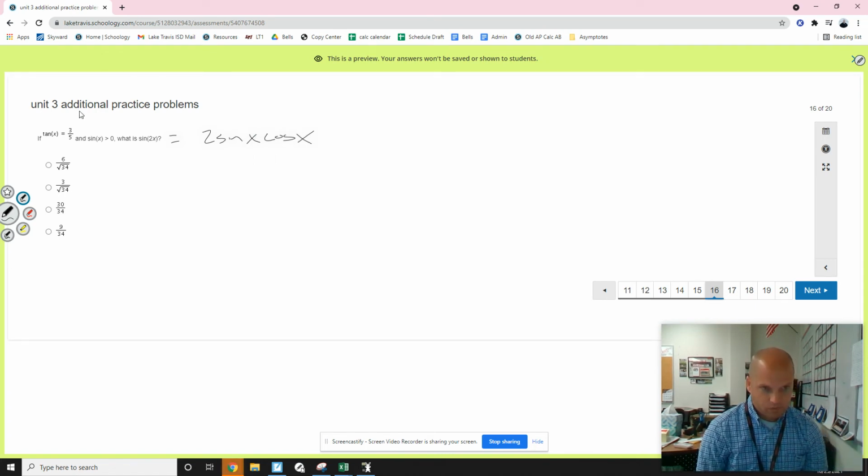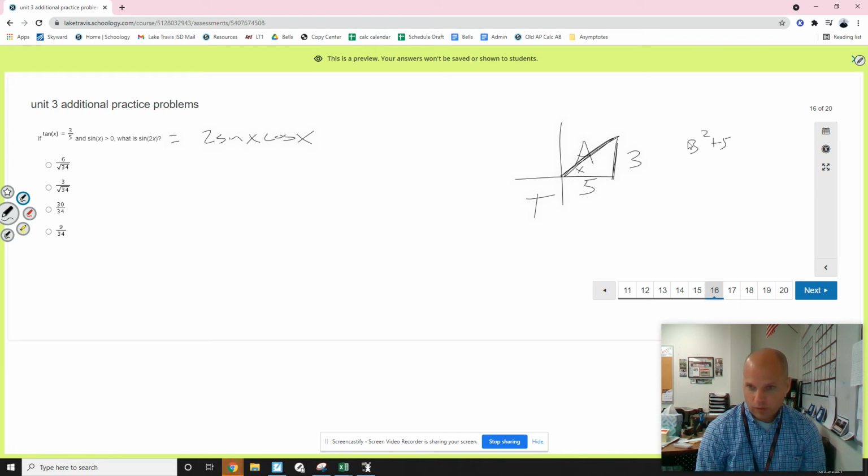Sine's positive. Tangent is positive in the first and the third quadrant. Tangent's positive and sine's positive in the first quadrant. Careful though. Make sure you are thinking about which quadrant my triangle is in. First quadrant, opposite, adjacent. I wonder if this should be 3 over 4, but it's not, because I need the sine of this angle x. So I need the hypotenuse.